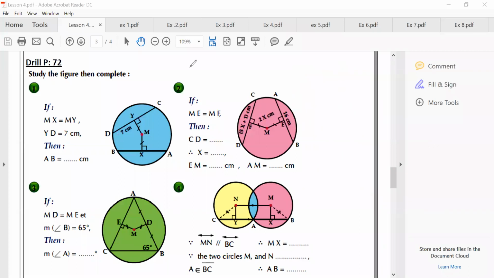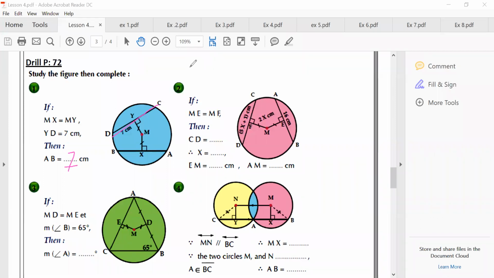CD was 7. AB will be what? 14. Someone says 14, 15? I didn't say 14. No, 7 is right, Hala. We say the two chords are equal. You said 7. Yes, someone says 14. I don't know.